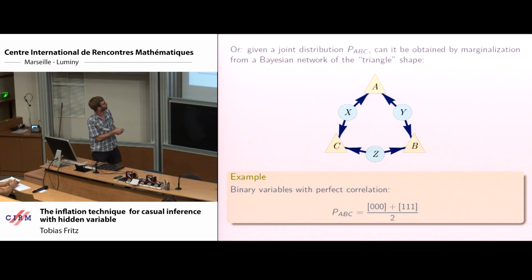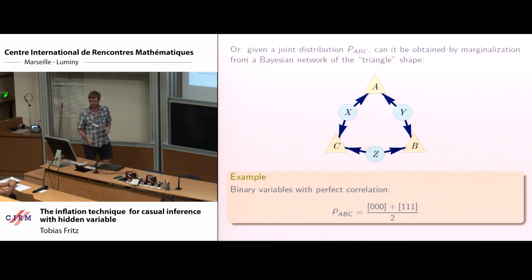And so this example of this triangle causal structure, that's what I want to use as a particular example for our technique, which solves this problem. But the technique is very general and also outlined in generality. Okay, so to make it even more concrete, let me take a particular example.